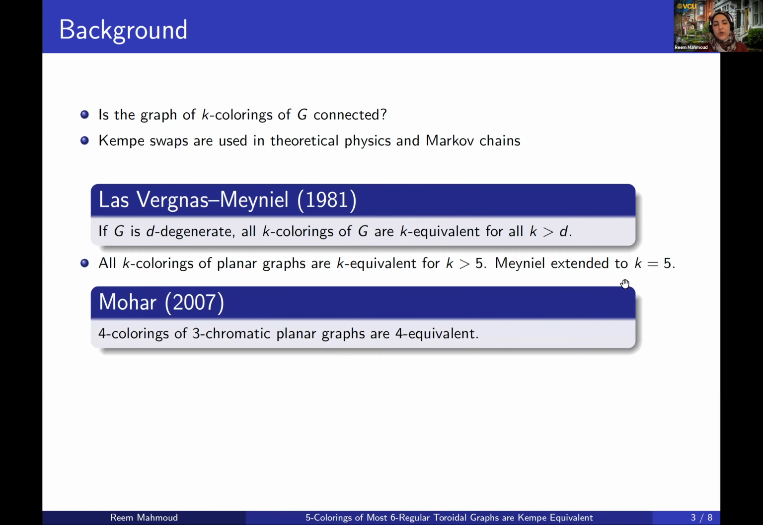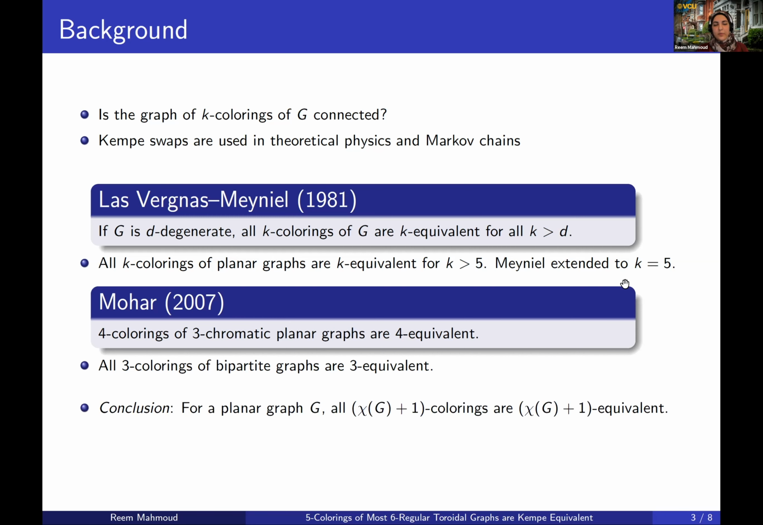After that, in 2007, Mohar showed that 4-colorings of 3-chromatic planar graphs are 4-equivalent. And it's not too hard to show that all 3-colorings of bipartite graphs are 3-equivalent, so this also includes bipartite planar graphs. If we combine these results, what we're saying is that for a planar graph G, all chi plus 1 colorings are chi plus 1 equivalent, where chi is the chromatic number of the graph. So the next question becomes, can we say the same thing about toroidal graphs?